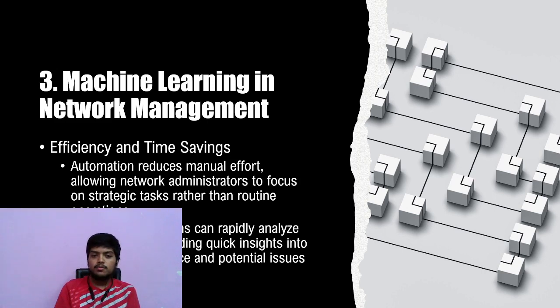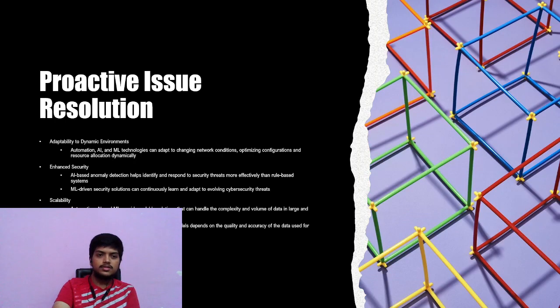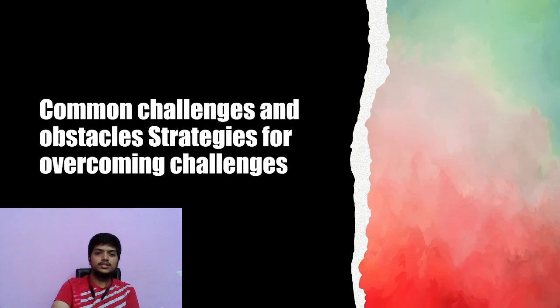AI and ML provide quick insights into network performance. Proactive issue resolution: they can predict and identify potential issues, enabling proactive measures. Other considerations include adaptability, enhanced security, scalability, data quality and accuracy, human oversight, as well as integration challenges.